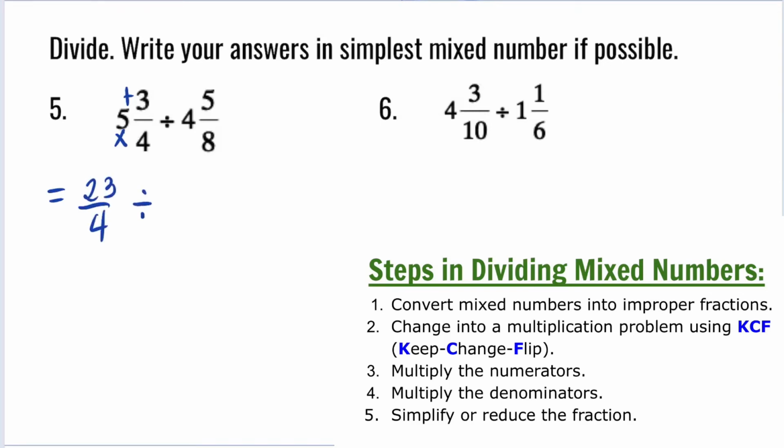Now let's change 4 and 5/8 into an improper fraction. 8 times 4 is 32. 32 plus 5 is 37. So we have 37 over 8.